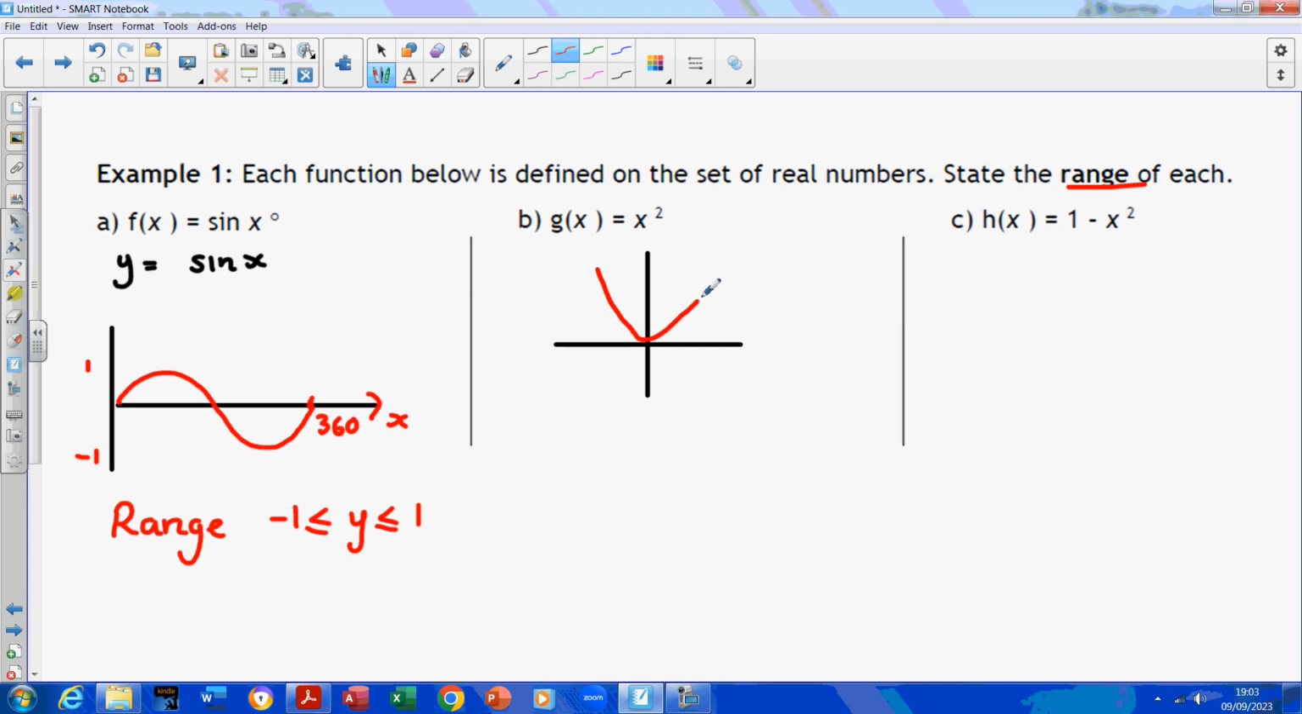X squared is a graph, it's a parabola, and it sits on the origin. That's what that graph looks like, and I should have put in x and y, so I'll go back and do that here. So if we want to find the range of values, that's the origin, that's 0 on the y. It goes up to 1, 2, 3, 4, 5, and it can keep going, it doesn't stop.